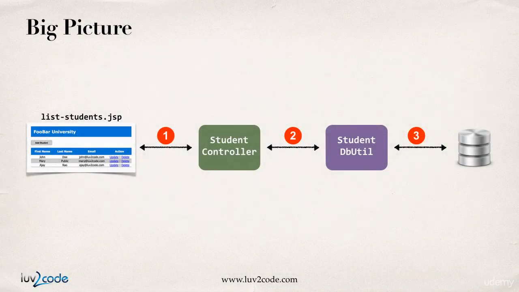Now let's take a look at the big picture here. So we're going to have this list-students.jsp. It has that column with the new link here for delete. They'll select that link, go over to our controller servlet. This person will read that delete command and then pass it off to our database util, and that person will handle the low-level JDBC code for deleting a given student from the database.